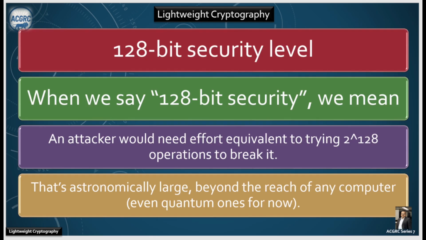Now let's look at security level. We looked at digest, now we look at security. When we say 128-bit security, we mean an attacker would need effort equivalent to trying 2 to the power of 128 operations to break in. That's astronomically large, beyond the reach of any normal computer, and in some cases even quantum for now. So 128-bit means 2 to the power 128 combinations.